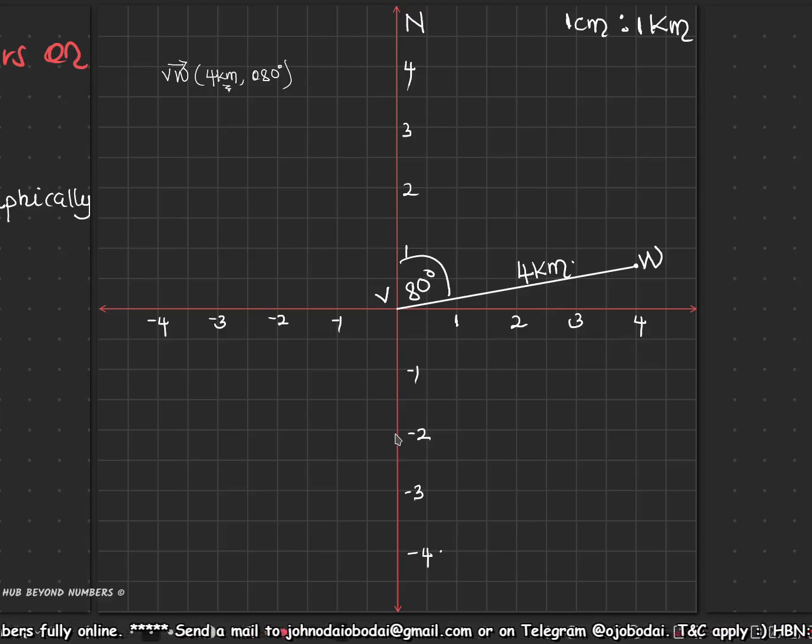It is very straightforward. What are the steps? Make sure you know your scale you are working with. If you know your scale you are working with, and with your understanding of bearing, you measure that bearing or the angle. And with respect to your scale, you measure the magnitude that was given in the question. So let's do one last one so we see.